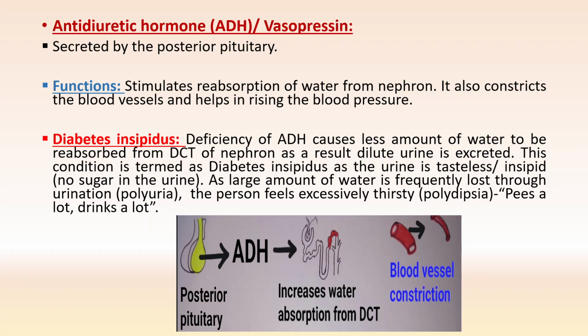See, as large amount of water is excreted out through urination, the person feels excessively thirsty. The feeling of excessive thirst is known as polydipsia, whereas the frequent urination is known as polyuria. So, a diabetic patient always pees a lot and also drinks a lot.